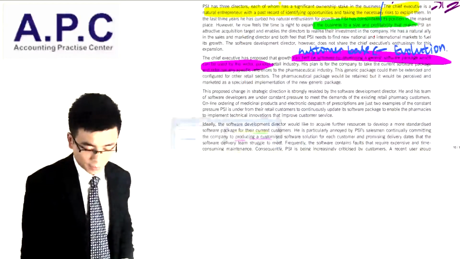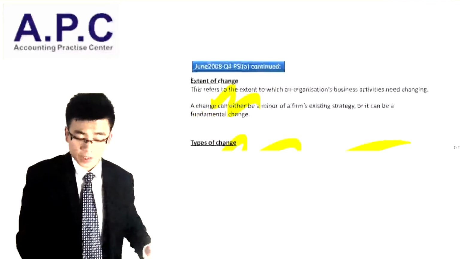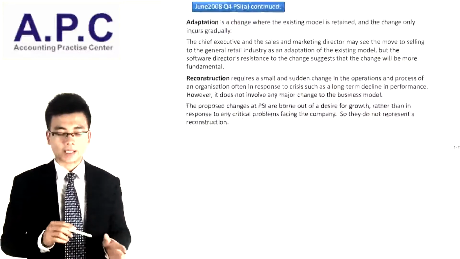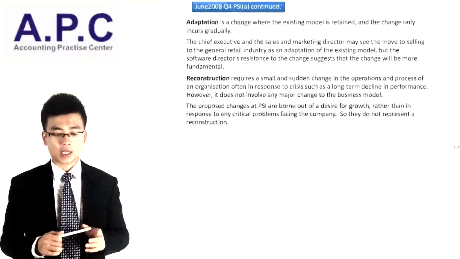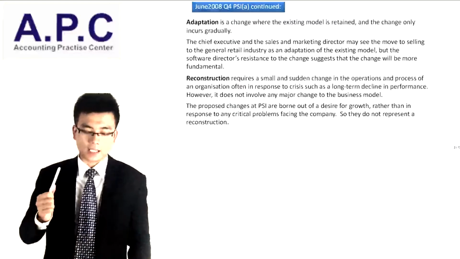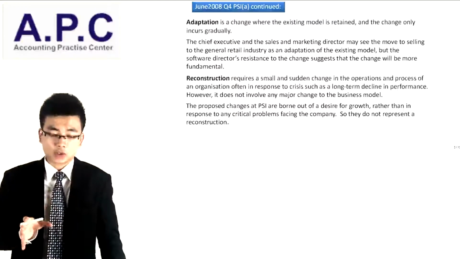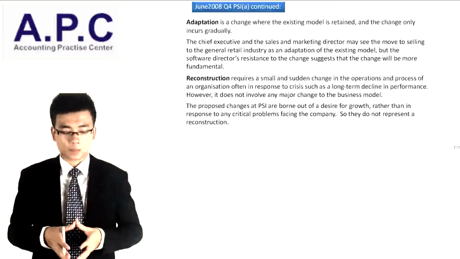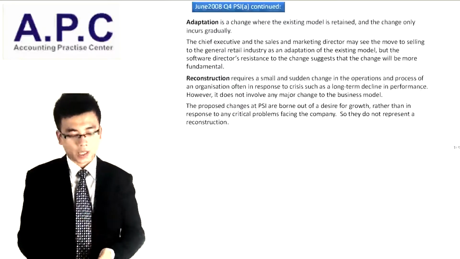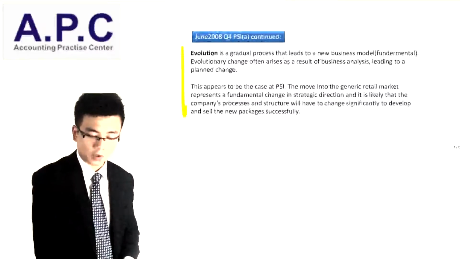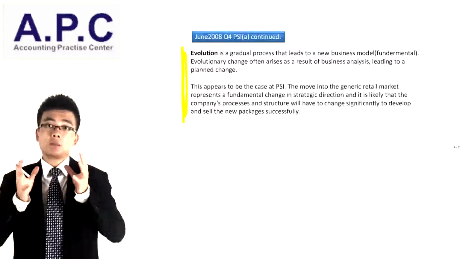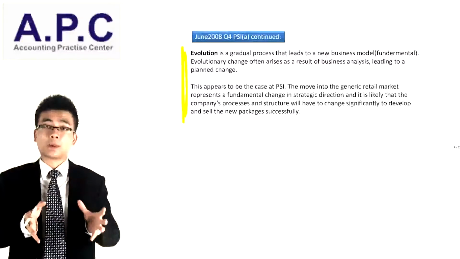Okay, so let's have a read through the answers for part A firstly, and we've looked at the basic one. So let's have a look at the application one. So adaptation is a change where the existing model is retained and only changed gradually. The CEO and sales and marketing director may see the move to selling software to the general retail industry as an adaptation, but the software director's resistance to the change suggests that this change will be more fundamental. And we're going to see from the evolution change perspective, of course, it changes the customer base, and of course, it is happening within the businesses because the CEO proposed the change. So from that perspective, of course, this will be the evolution change.